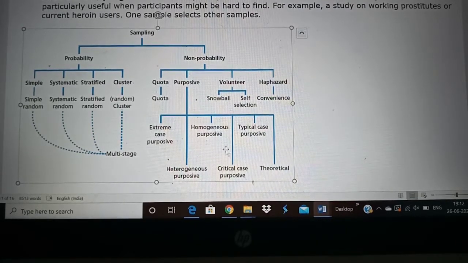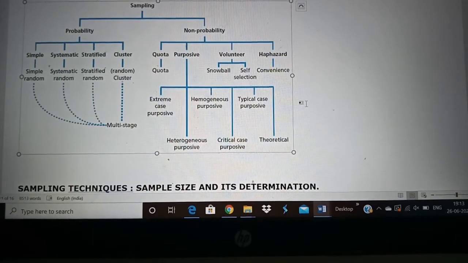The disadvantage of non-probability sampling is there can be more bias, because the researcher plays a major role in selection of the samples for the study. So you will select people whom you think will be positive for your study. That is the disadvantage of non-probability sampling. The advantage is it is less costly and it takes less time.